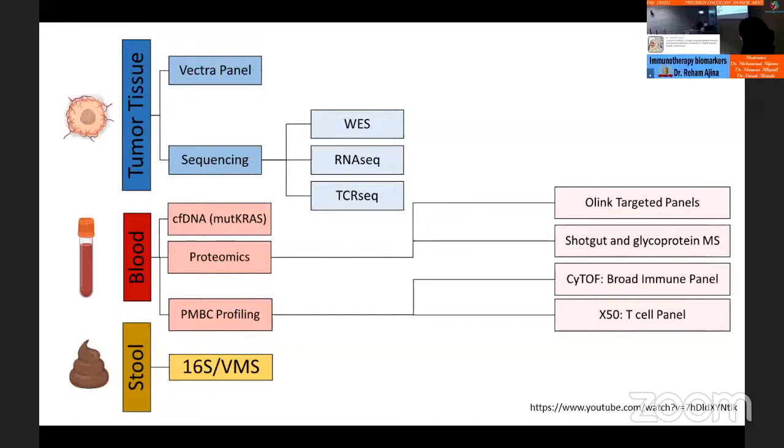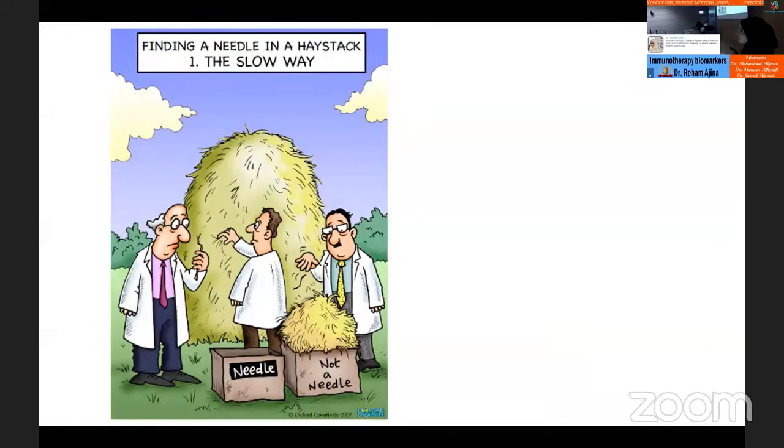For the blood, they did cell-free DNA to study the mutation of KRAS. They also did proteomics. They did PBMC profiling to study the immune profile, so the immune profile within the blood and the immune profile within the tumor. And they did the microbiome analysis. As you can imagine, this is a huge amount of data. As a physician, how can you find the needle?